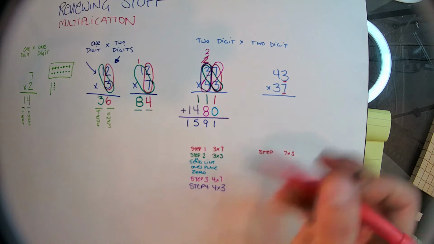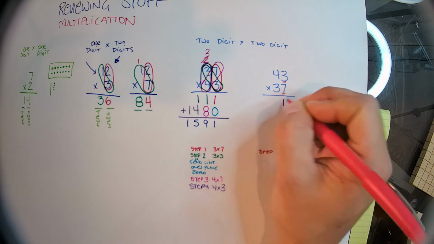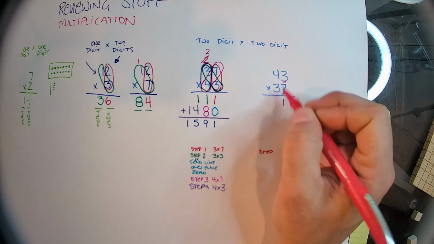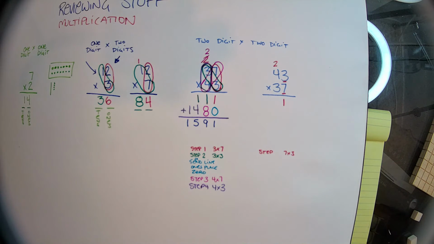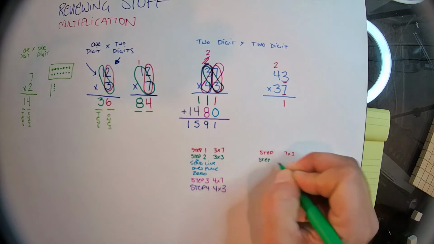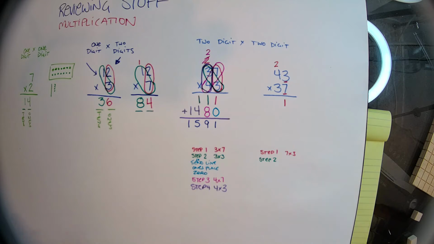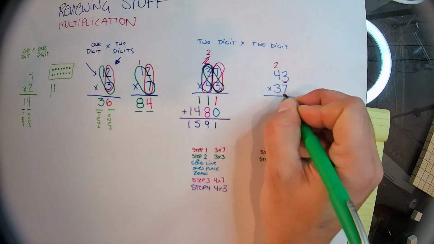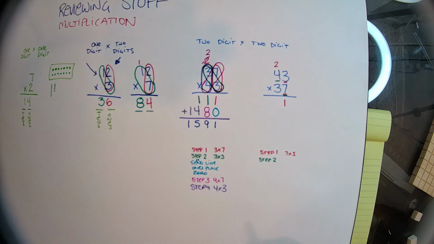All right, so 7 times 3, same as it was before, is 21. We put the 1 in the ones place and we carry our 2. We will add that to the answer to step 2. All right, here's step 2. I didn't even label step 1. So step 2, this time we're going to do 7 on the bottom times 4 on the top. So the ones place times the tens place.